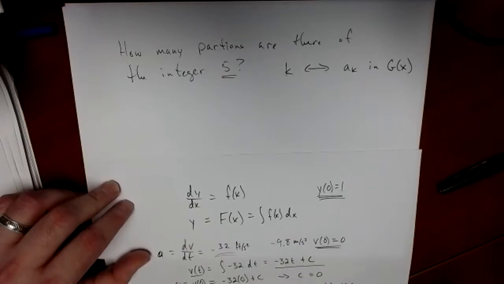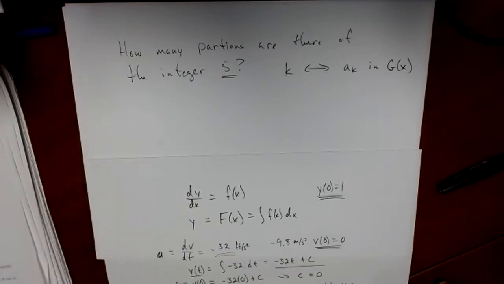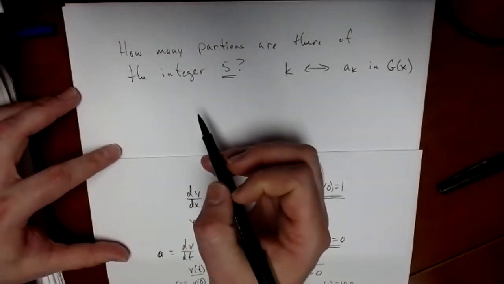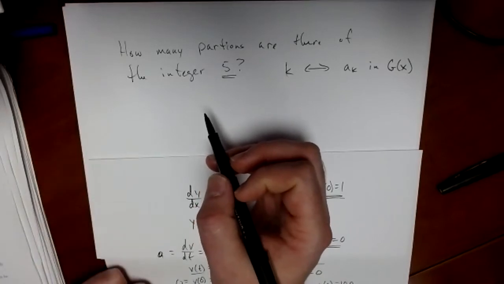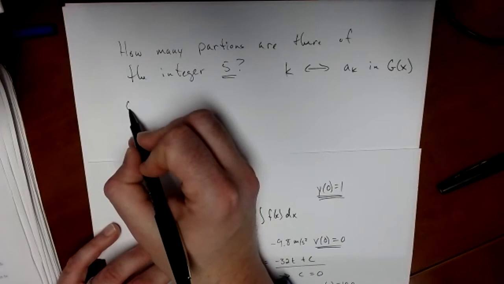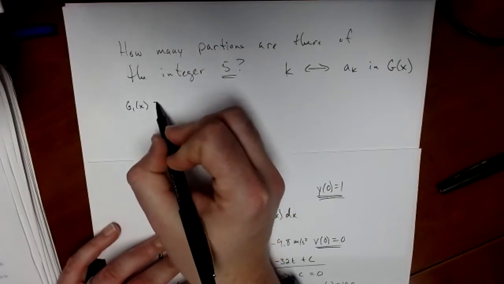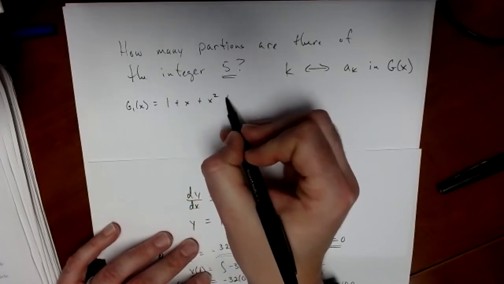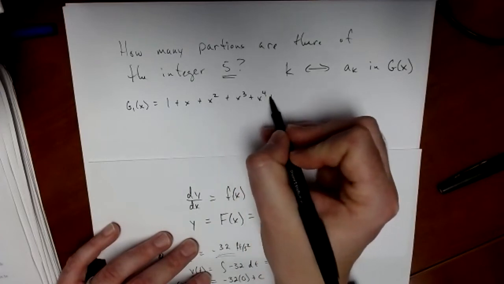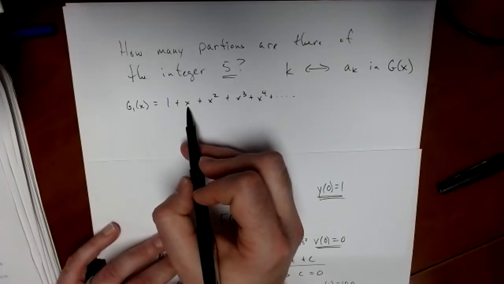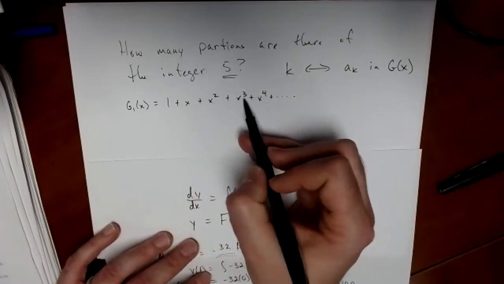So if we have, I don't have a good letter for it, I'll just call it G1 of x, equal to 1 plus x plus x squared plus x cubed plus x to the fourth, and so on. And this would represent having 0 ones, and this would represent having 1 one, 2 ones, 3 ones, and so on.